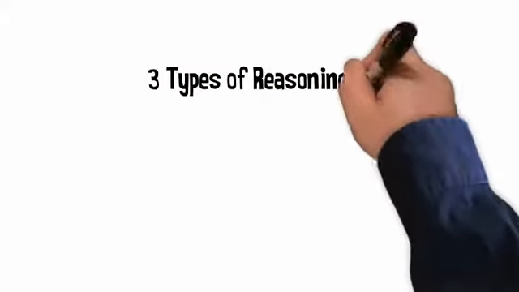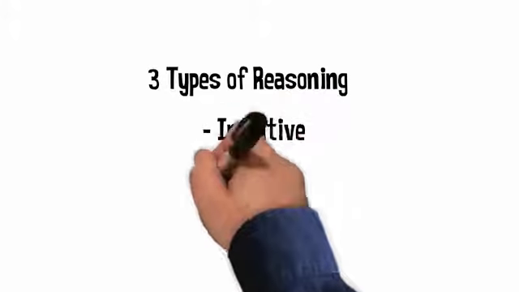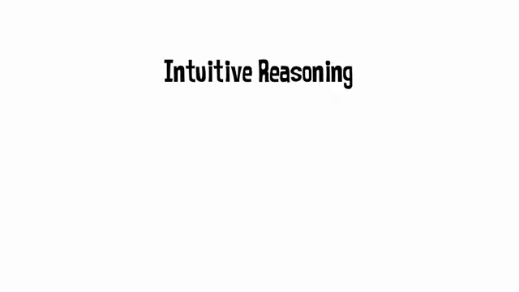There are three types of reasoning: intuitive, inductive, and deductive. Let's first look at intuitive. Intuitive reasoning is a sudden jump to a conclusion based on instinct or intuition.